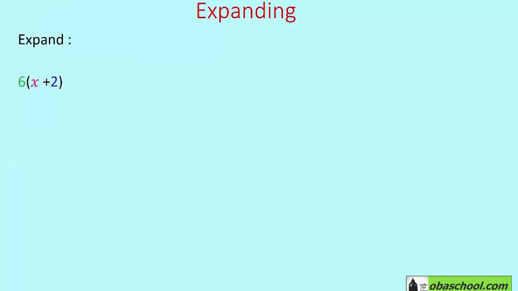this means that we have to enter the term 6 on each term inside the brackets. First of all, when we see a number next to a bracket, this means that this number, which is 6 here, must be multiplied by x plus 2. This means that we will have 6 times x plus 2.